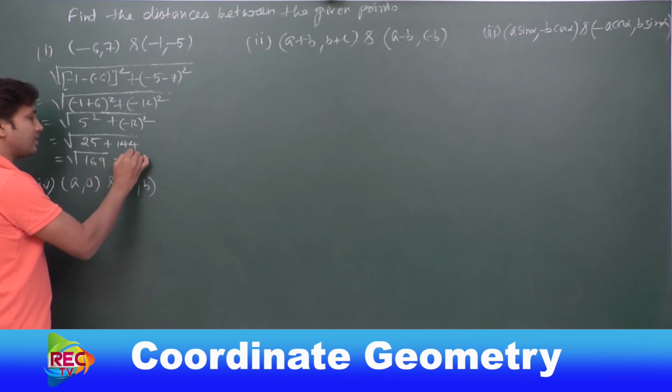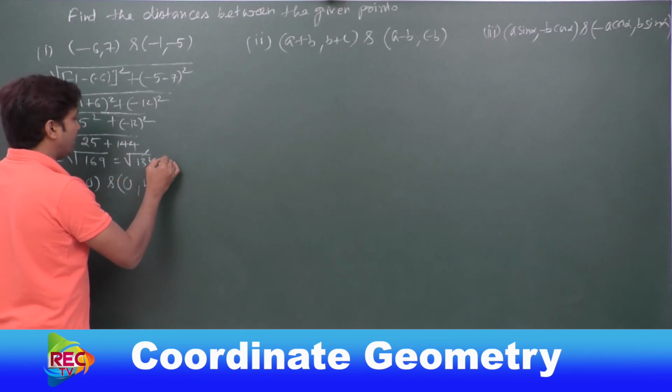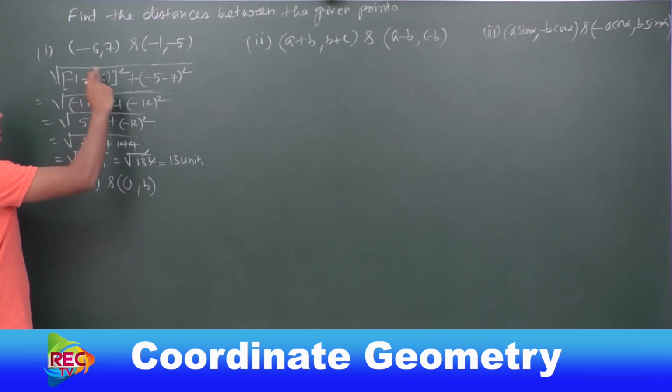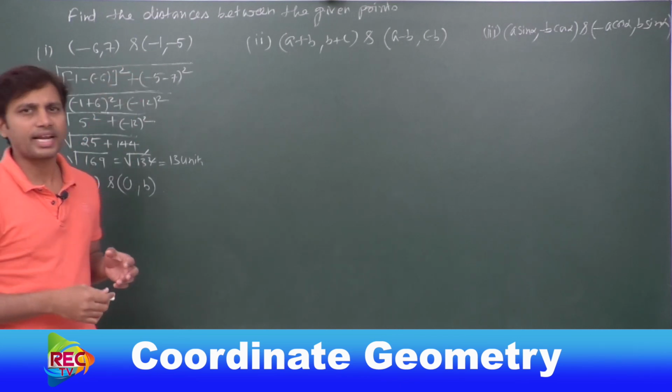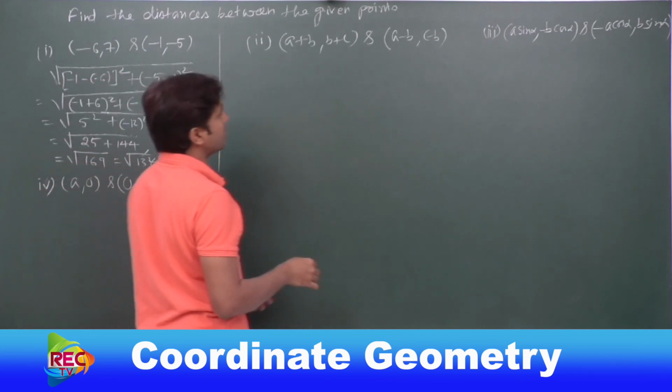So we can write it as 13 square. So we can cancel the square and square root. Then we get 13 units of distance between these 2 points. This is a basic practice. Understood? Now let us do one more problem on this distance formula.